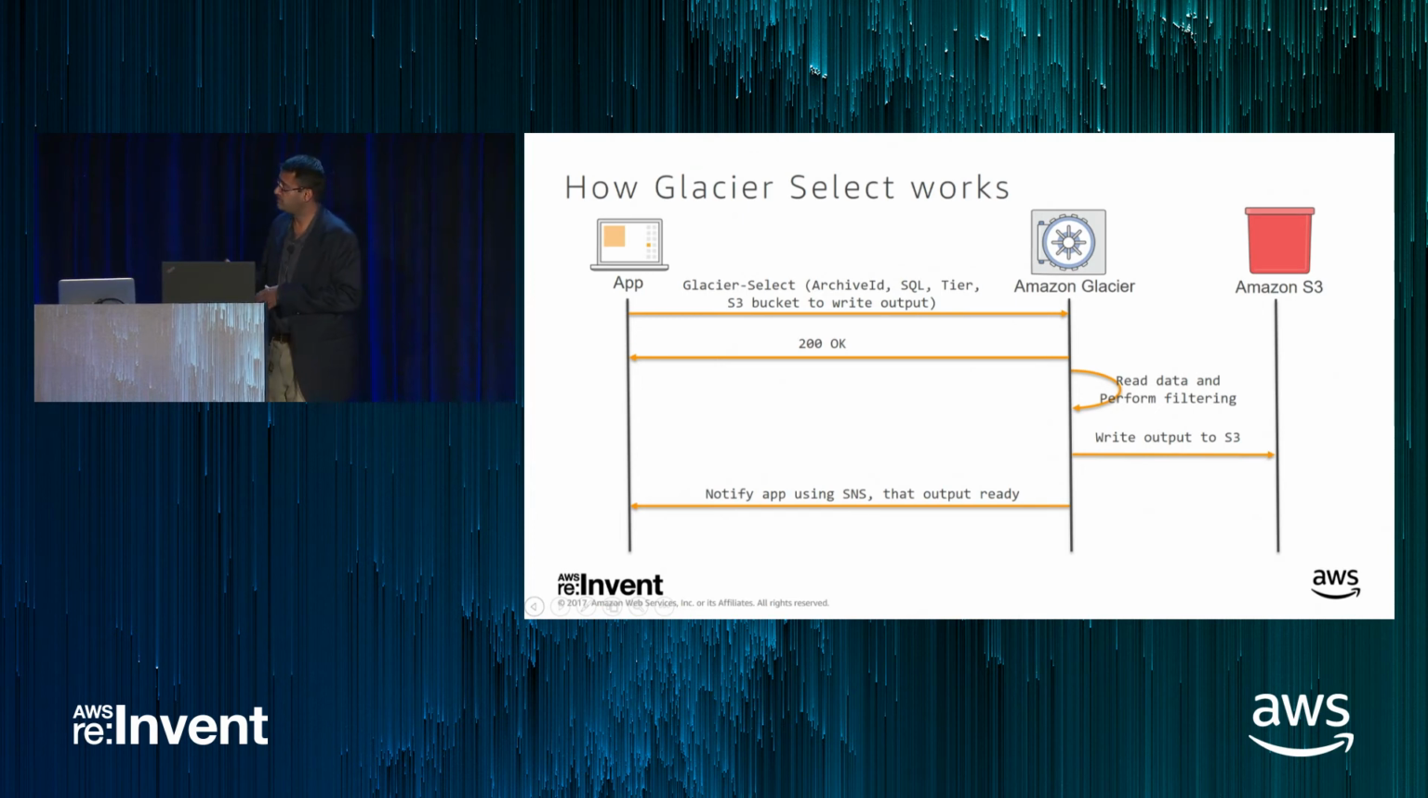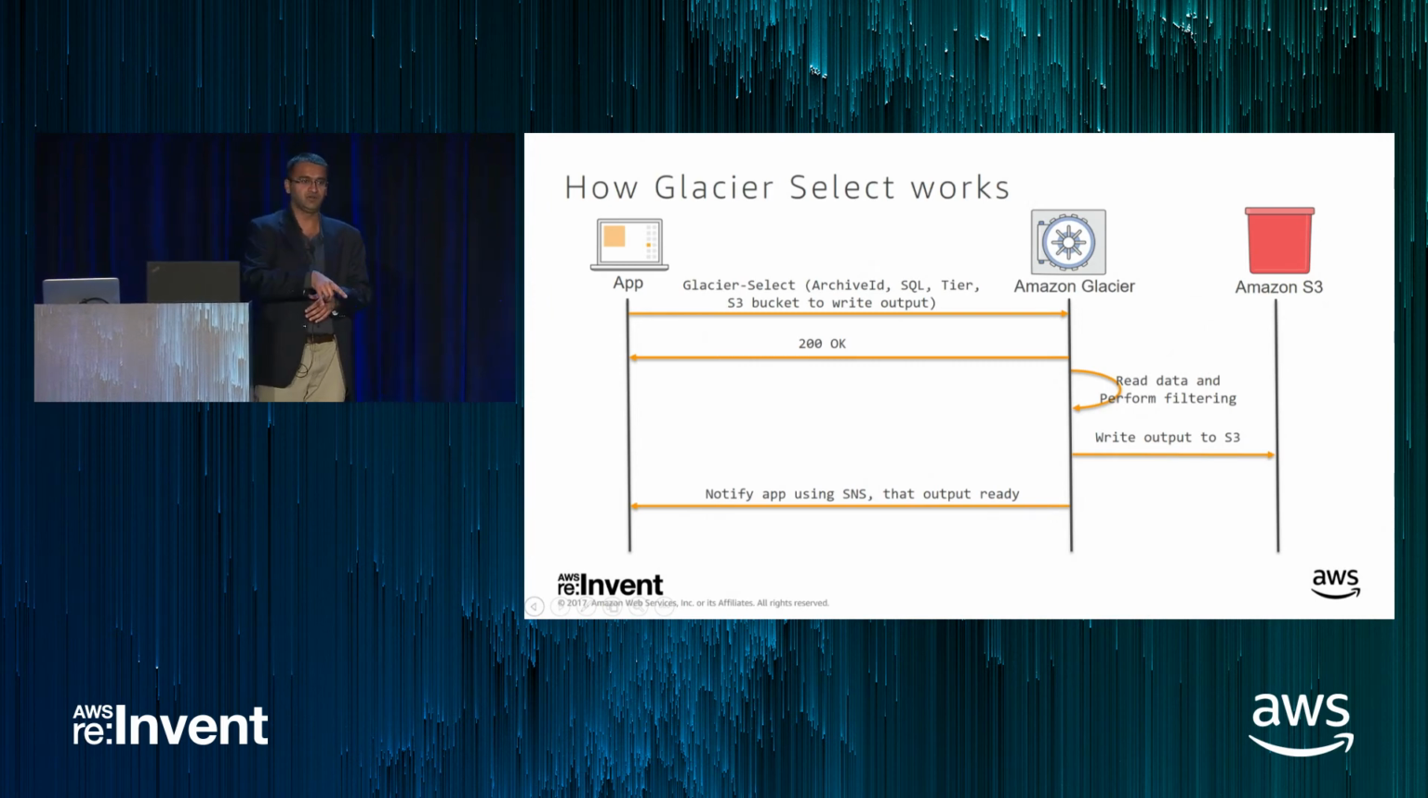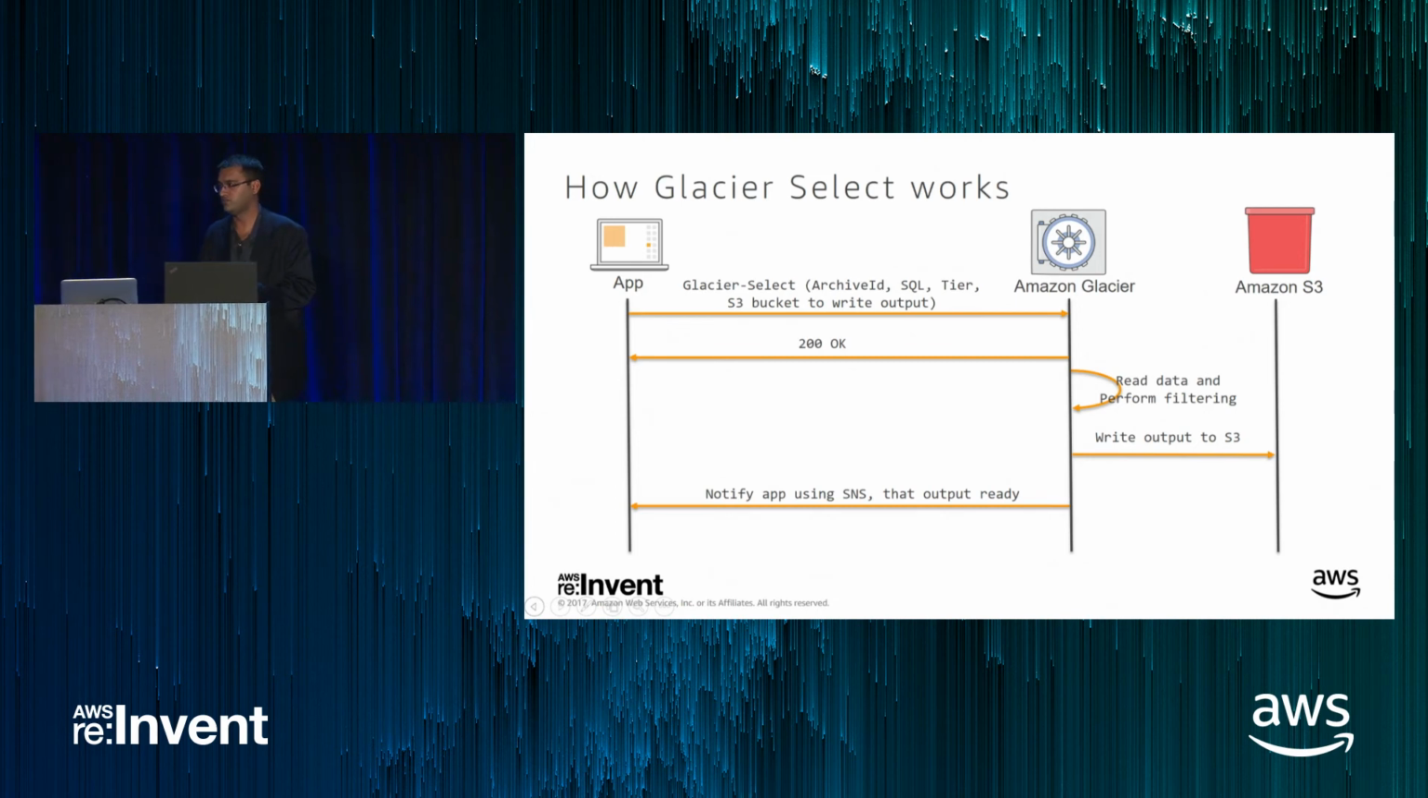Once this is received by Glacier, the first thing Glacier does is check that the SQL query is well formed. Secondly, that you actually have permissions to read the data from Glacier, and you also have permissions to write it into the output bucket. If any of these fail, the query fails. Otherwise, it sends a 200 OK.